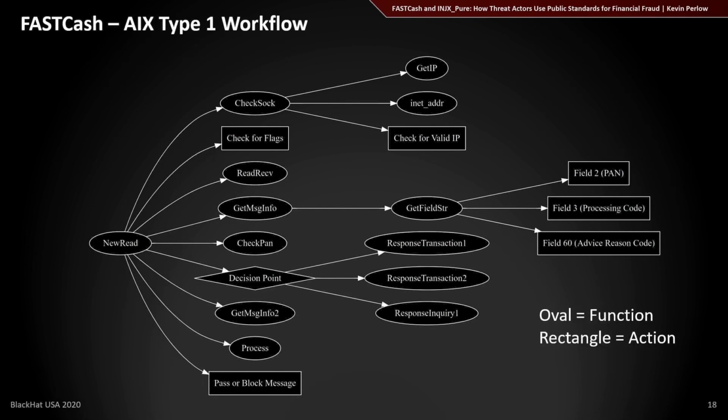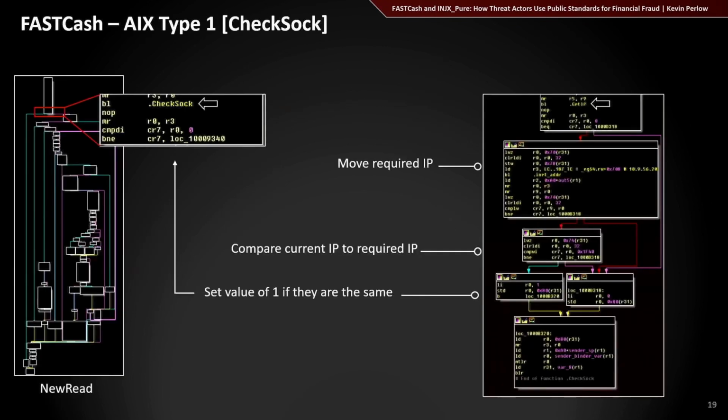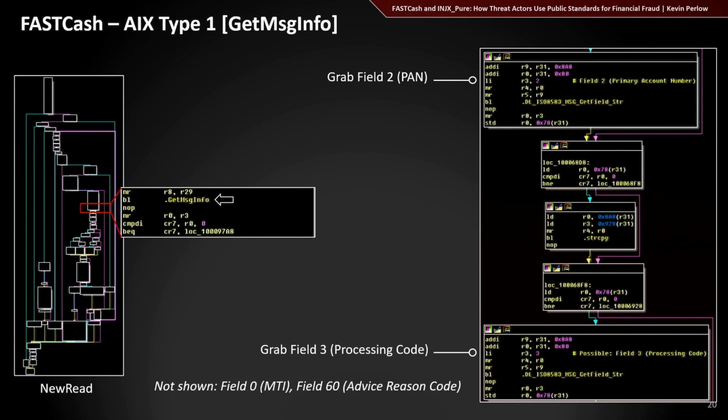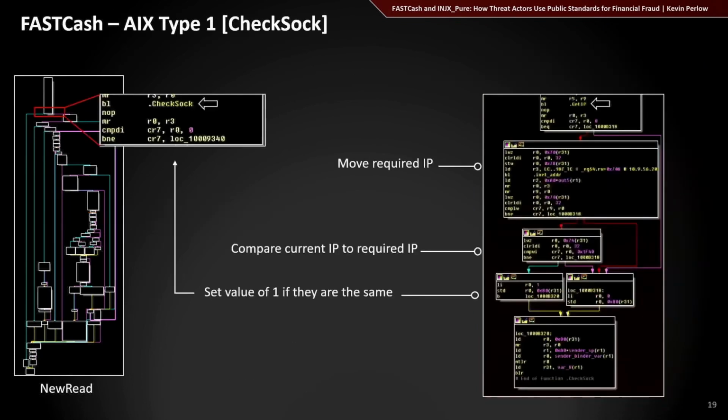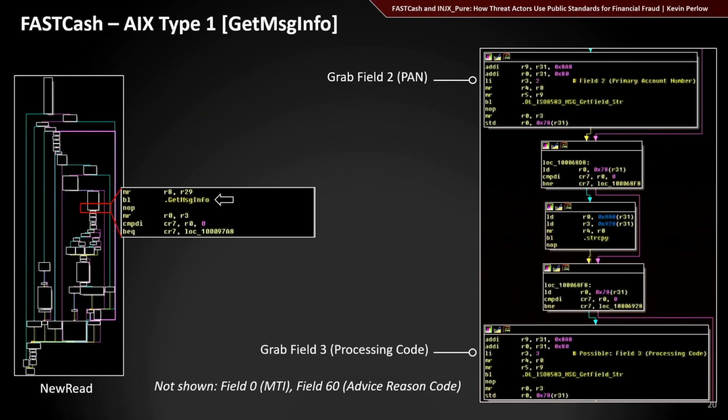We're not going to go into every single one of these. We're going to go into some of the important ones for this payment standard. The first thing here is a check sock function, and on the left side of the screen I have the overhead for the new read function. When check sock is called, it performs an IP address whitelisting check. It wants to make sure that the transaction is coming from a valid internal IP address. There's nothing too much to worry about there. But as we move along, on the left of the screen you can see how we're progressing through this code.